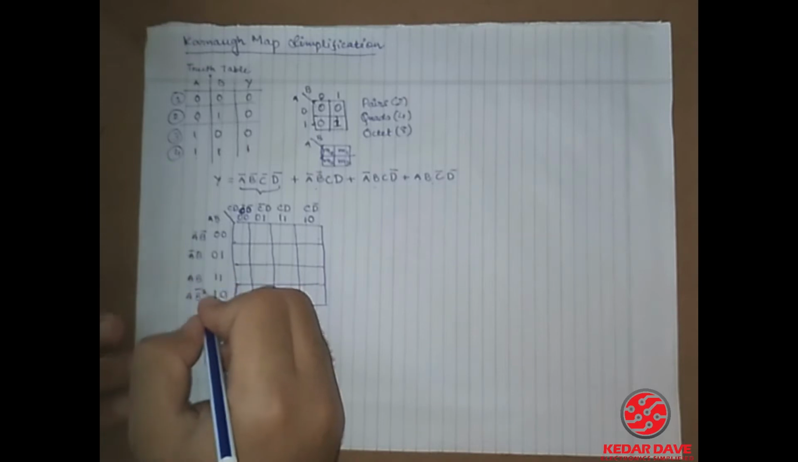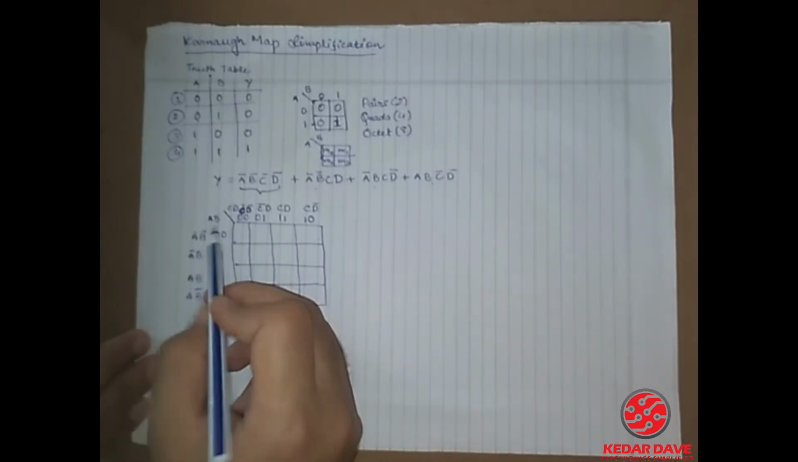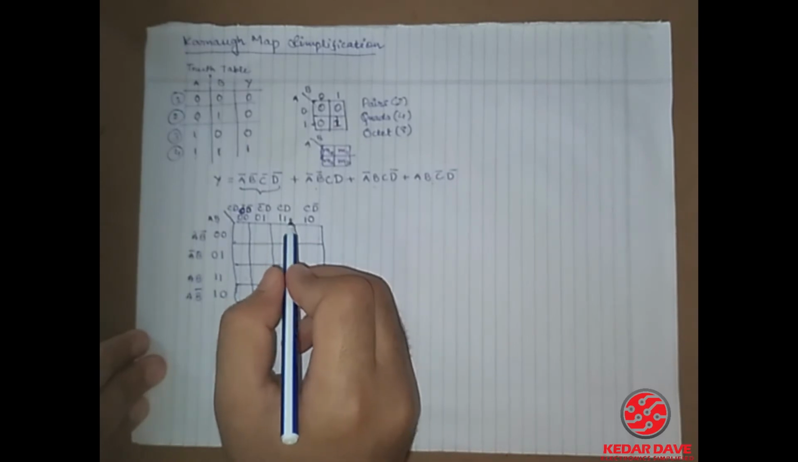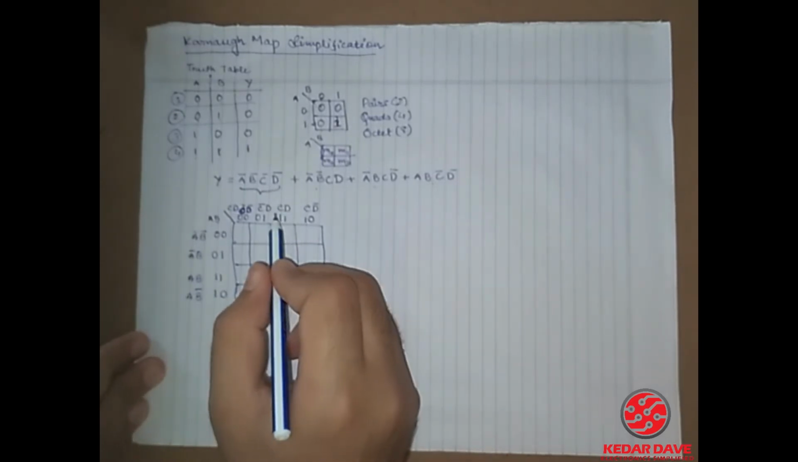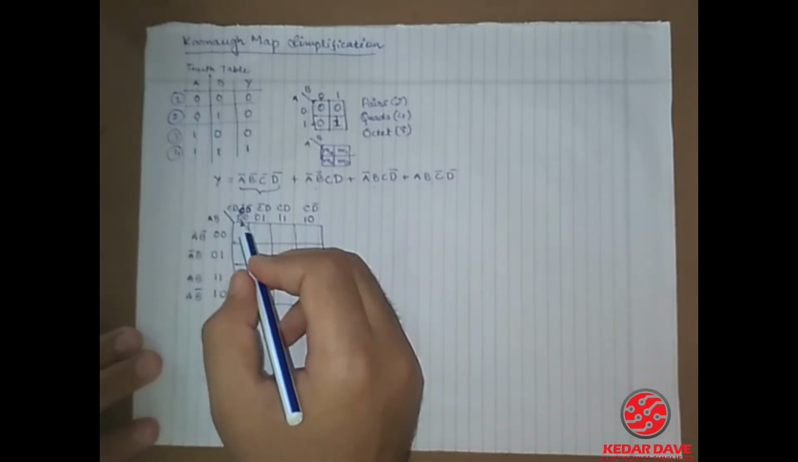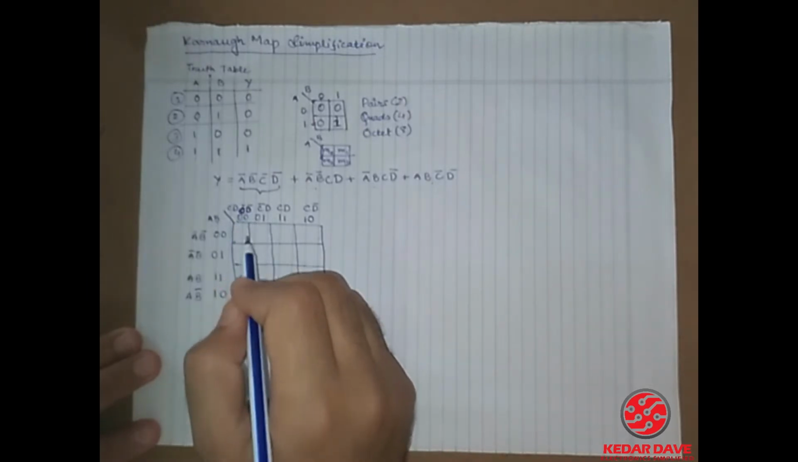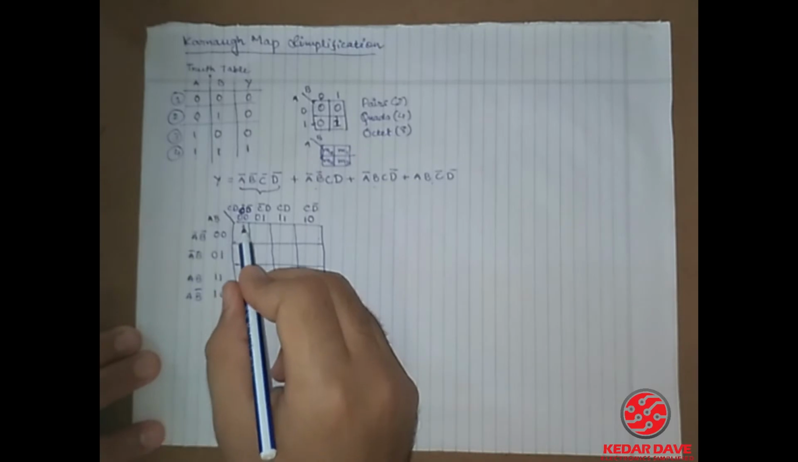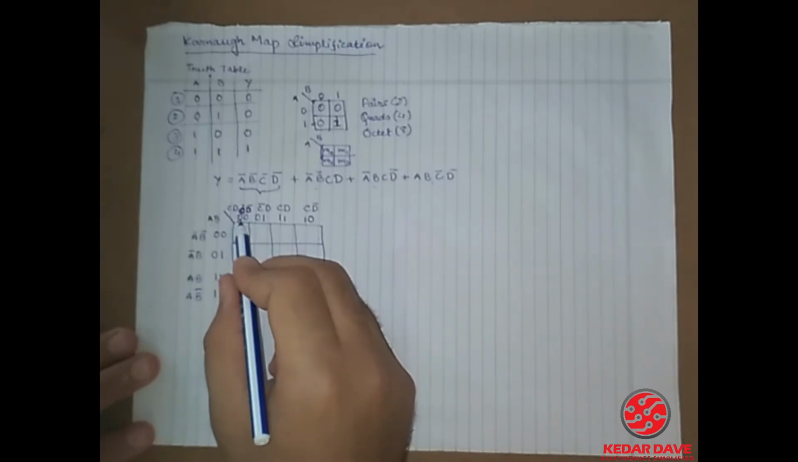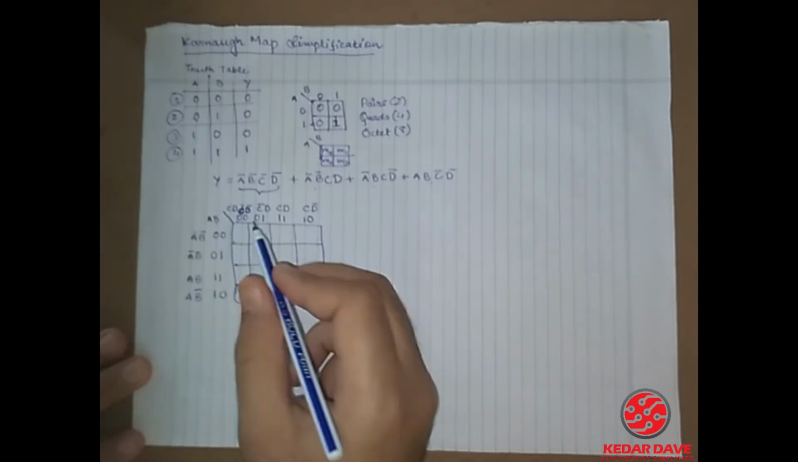So for the sake of your understanding, I am writing both things. If you write any one, then it is okay, but you should know what you have taken as a 0 and what you have taken as a 1, right? If you are referring to this 0 as a bar, then you must remember this condition, that the 0th term is represented as the bar term, right?